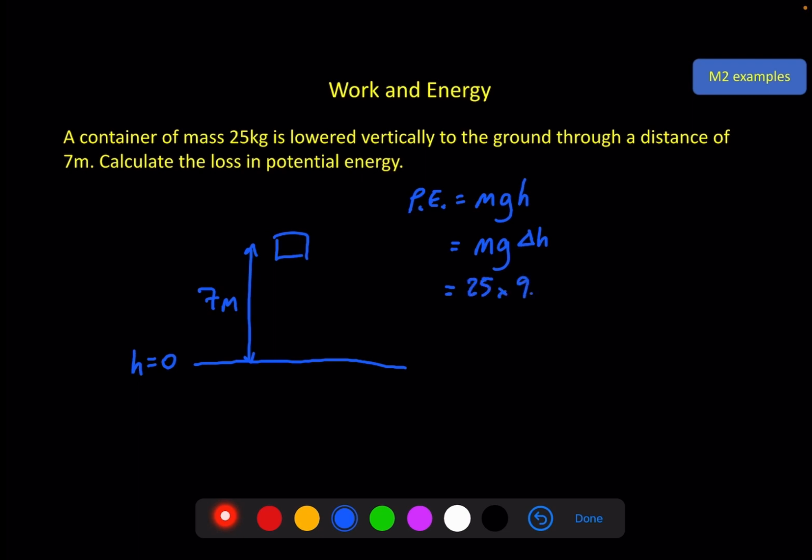25 times 9.8 times 7. And when I put a change in height there, that now is a loss of potential energy. That is 1715 joules. Worth noting, this could also be gain in potential energy with a change in height here if it was going from here to here. I'll just finish this off. I've used 9.8, so I will round that to 2 significant figures.